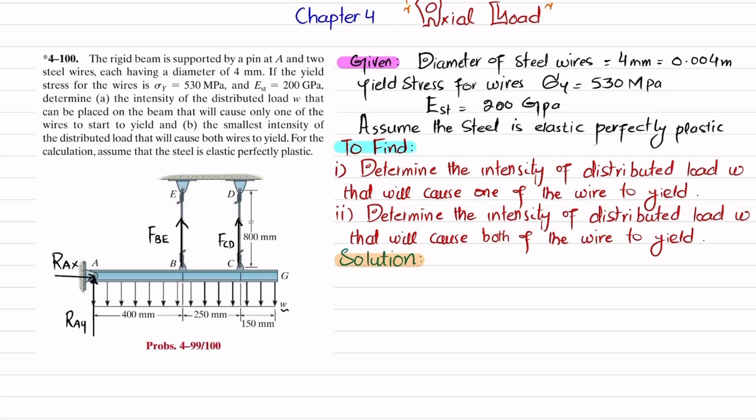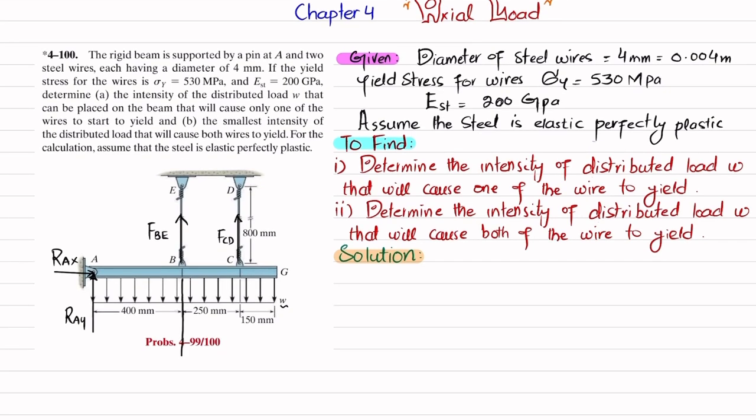And there is a distributed load of magnitude W. When this distributed load is converted into a point load, it will act at the middle of this beam, and the magnitude will be W times the length, and the length is 400 plus 250 plus 150, which is 800 millimeter, equal to 0.8 meter, and its unit will be Newton per meter. Clear? Now we'll find this FBE and FCD by using equations of equilibrium.